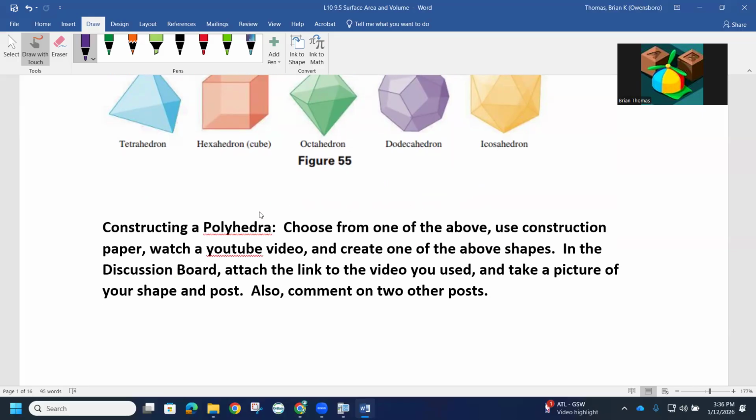So, constructing a polyhedron. What I'm suggesting you do as an exercise is actually construct a polyhedron using construction paper.